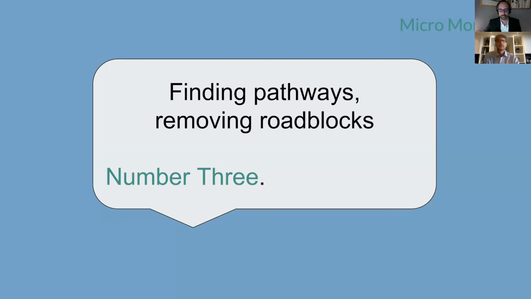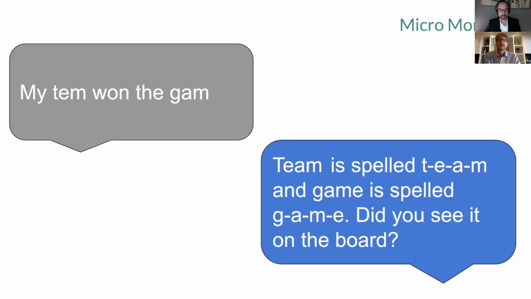And the third example of this pathways versus roadblocks is around what if a student wrote, in a story or something, "My team won the game." And what if the first thing you notice is that deficit thinking and you think about spelling? Is this what you might say to the student? "Team is spelled T-E-A-M and game is spelled G-A-M-E. Did you see it on the board?" So in other words, why aren't you using the tools around you to spell this correctly?